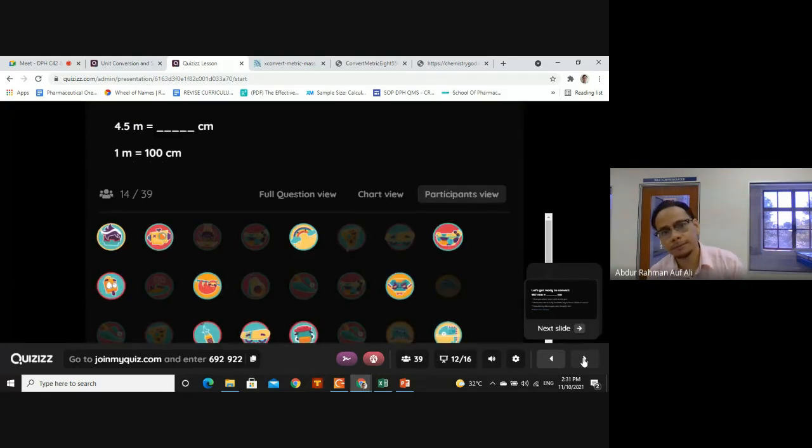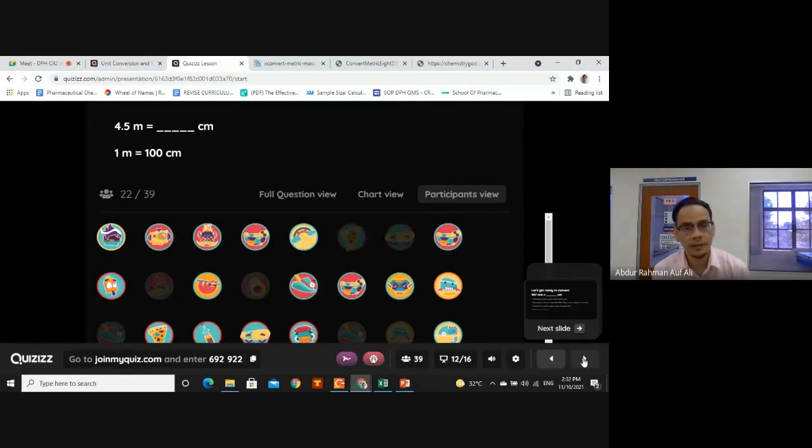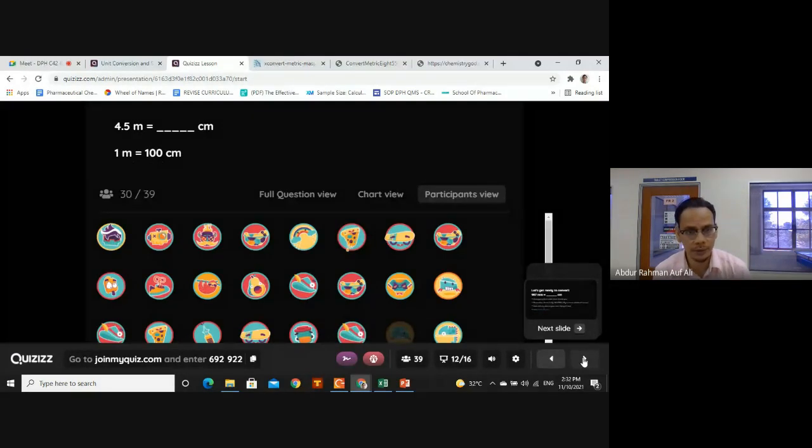Meter to centimeter, ni maybe kamu dah familiar meter centimeter. We use this in schools, sekolah rendah, sekolah menengah, SPM. So you should be able to handle conversion unit panjang meter centimeter ni.